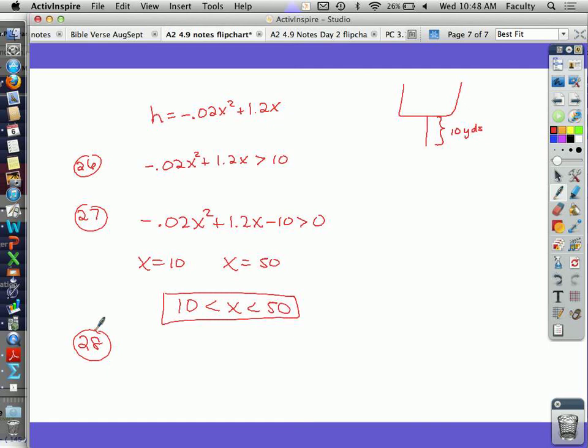And then 28 says, a player attempts to kick a field goal from 52 yards away. Will the ball have enough height to go over the crossbar from this distance? No. My answers are only between 10 and 20, right? But didn't we just ask if it would go over the crossbar? Not letting it go in. No. This is all the x values that would make it go over the 10. So only x values between 10 and 20 work.